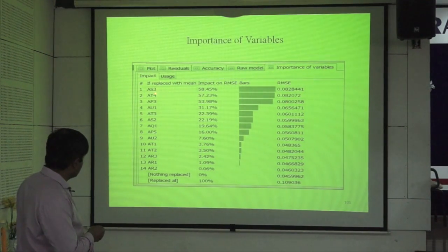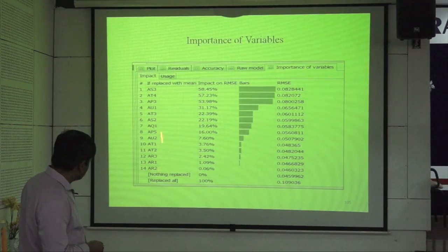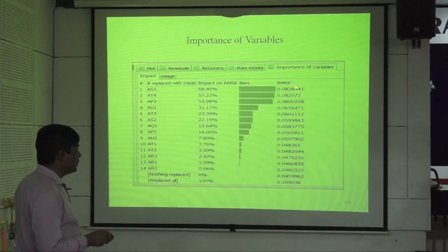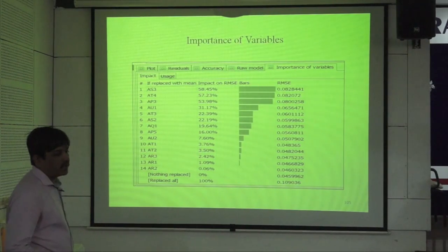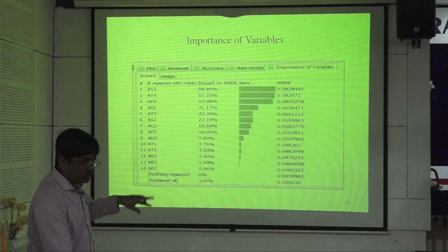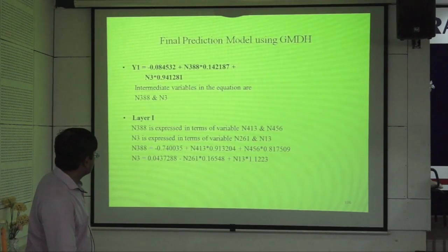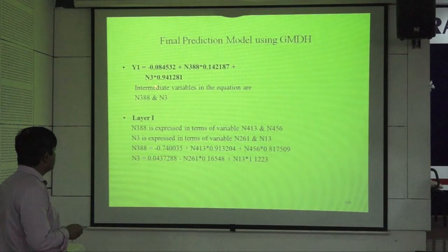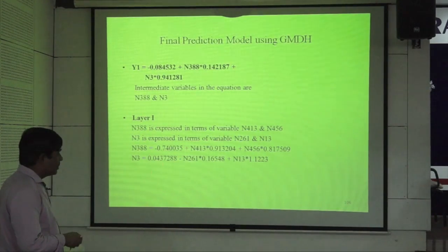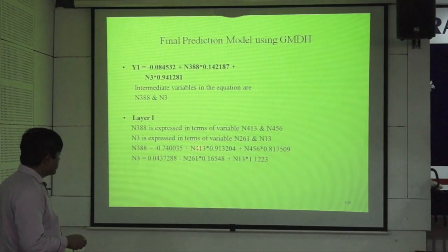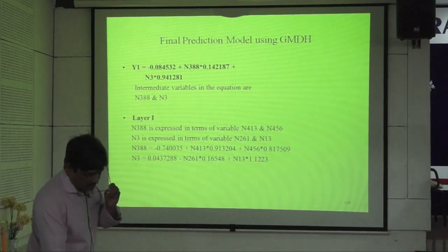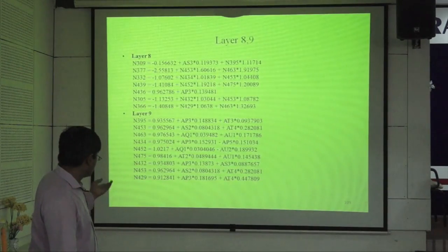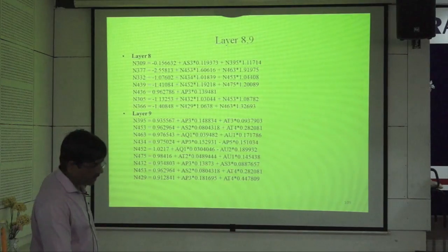So out of 26, GMDH has told us that these are the 14 variables which are mostly responsible for causing the defects. On the basis of root mean squared error, we knew that these are the 14 most critical causes leading to the rejections. So this is the model we got by using this GMDH. In this case, N388 and N3 are called intermediate variables. There are a number of layers, and these intermediate variables are also expressed in terms of other variables. So this goes on. We got around 9 levels. All the intermediate variables are defined in terms of others.